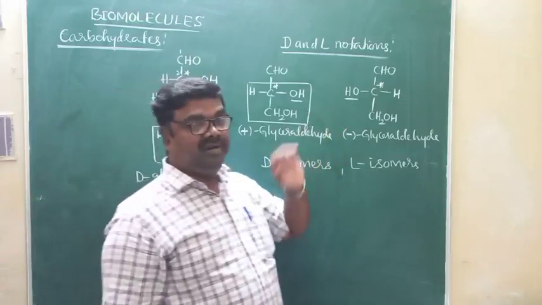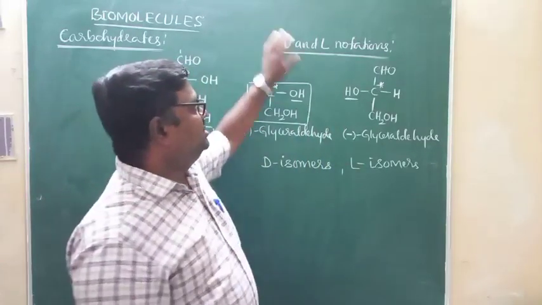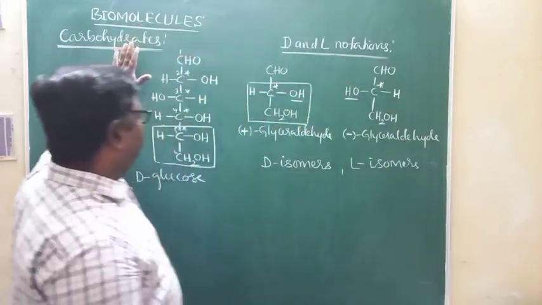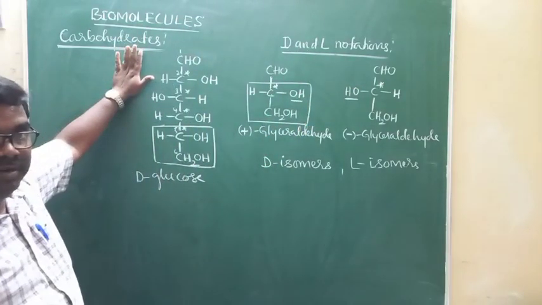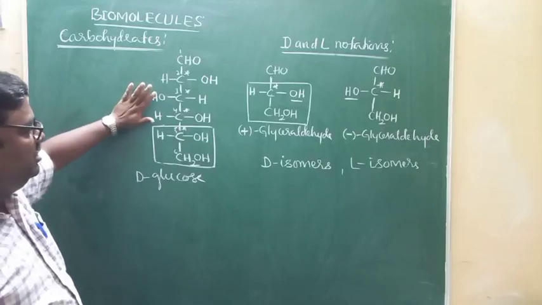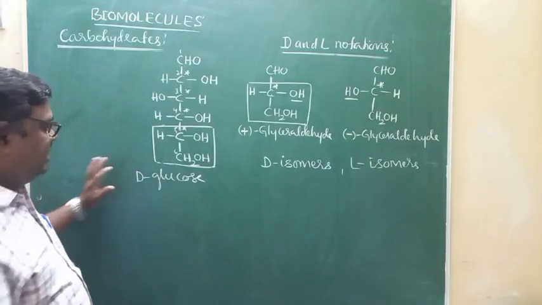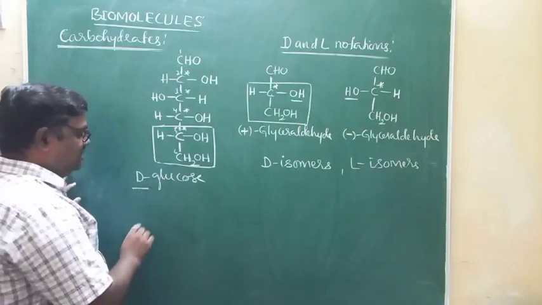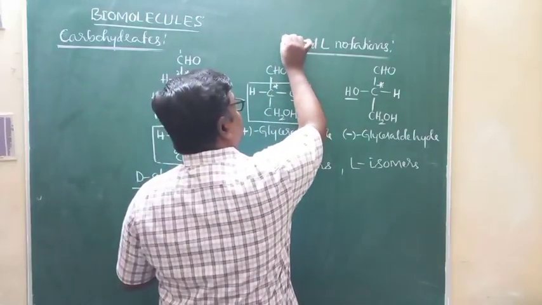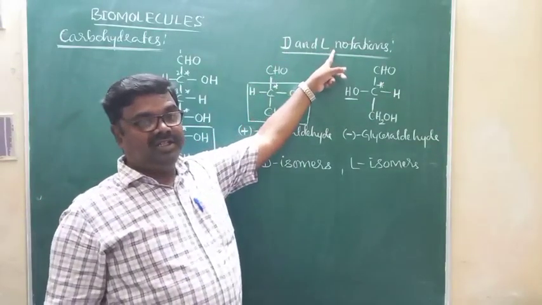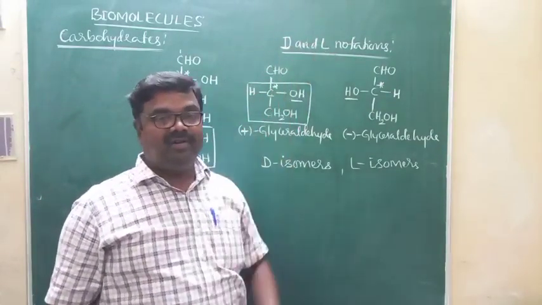So this is what we call the D and L notation method, in order to assign configuration to the monosaccharides. And of course glucose is D-glucose. As far as D and L notations are concerned, they have nothing to do with optical rotation.